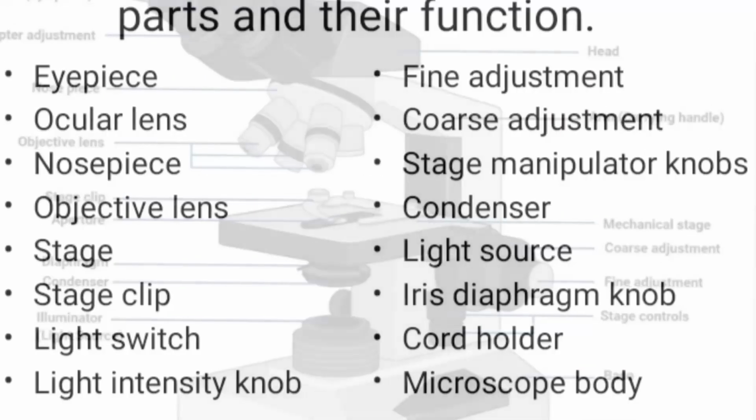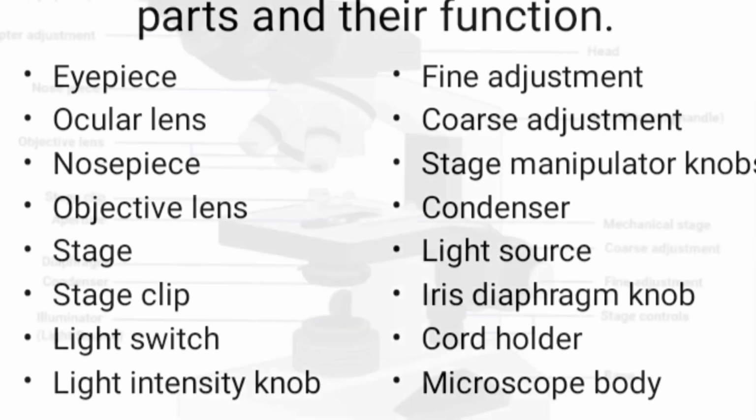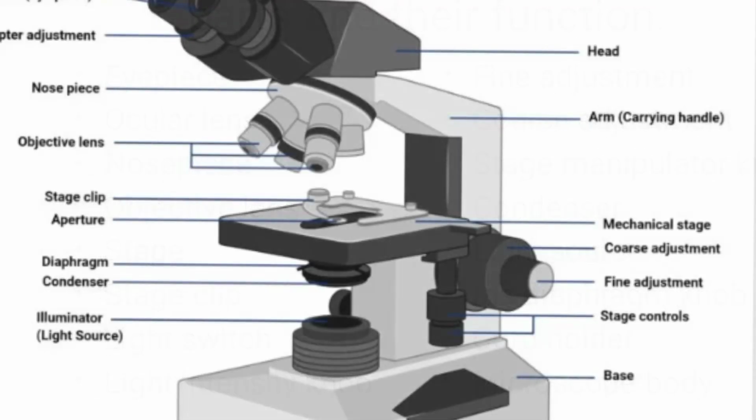Light source. The light source is typically located beneath the condenser. The function: the light source provides the illumination necessary to visualize the specimen. It can be in the form of a built-in light bulb or an external light source, such as a halogen or LED light.